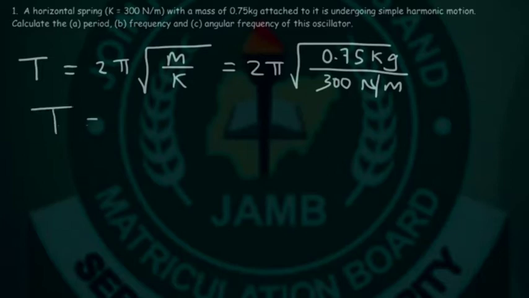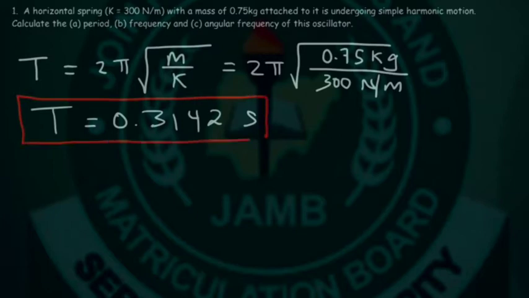So the period is 0.3142 seconds. So that's how you can find the period of a simple harmonic oscillator. All you need is the mass and the spring constant.